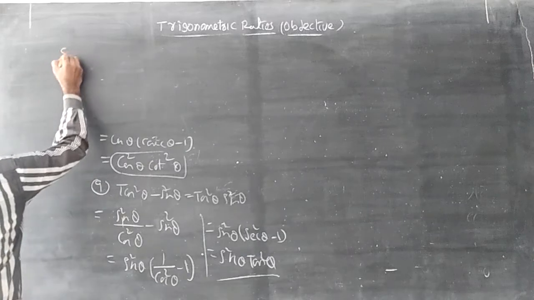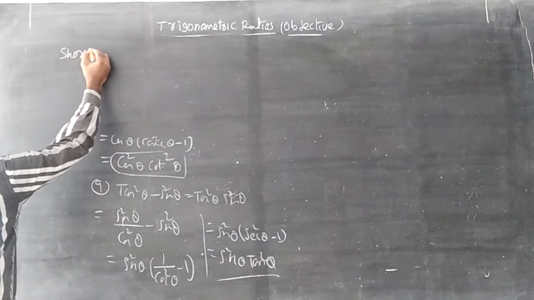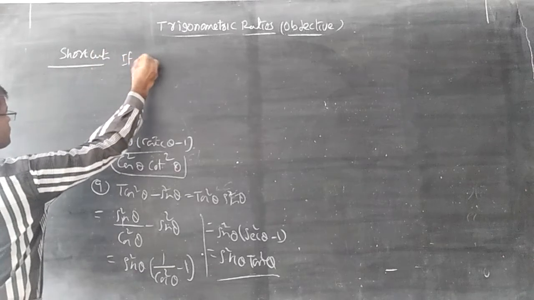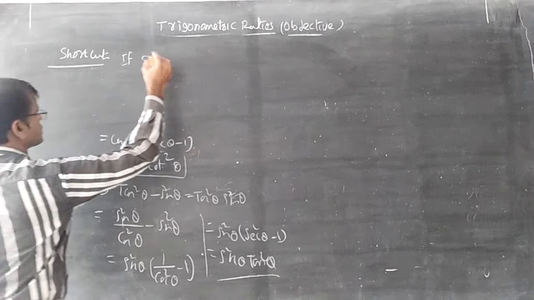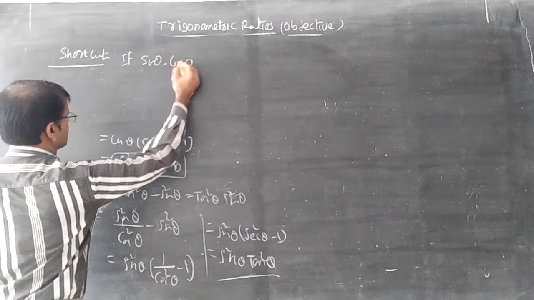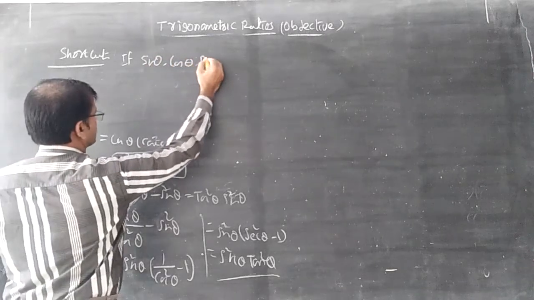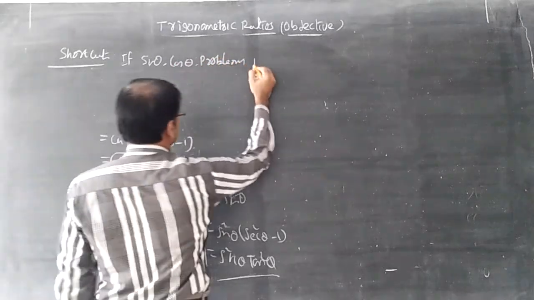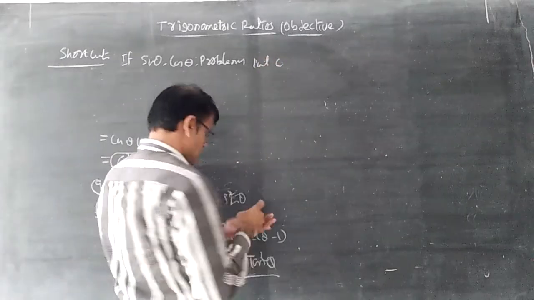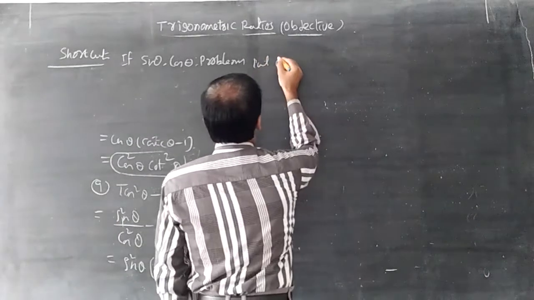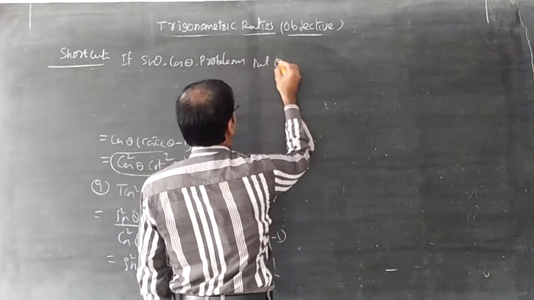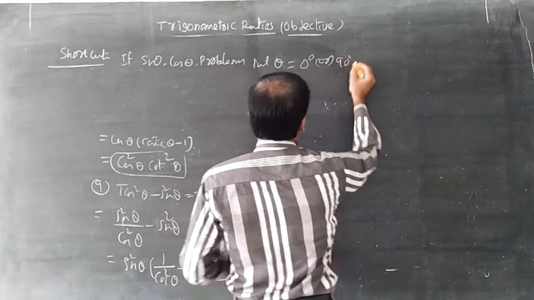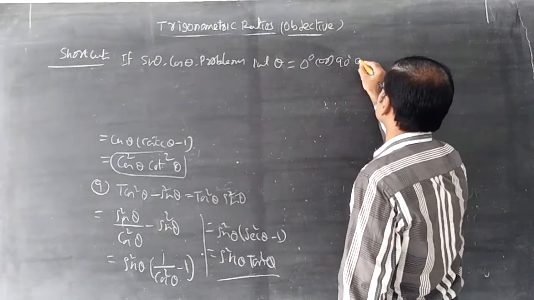Next, regarding this chapter, some shortcuts I want to discuss. If you face problems regarding sin theta, cos theta, put theta equal to 0 degrees or 90 degrees, according to the sum.